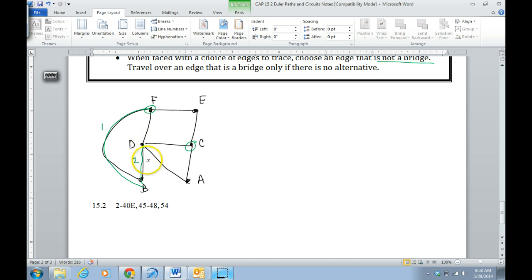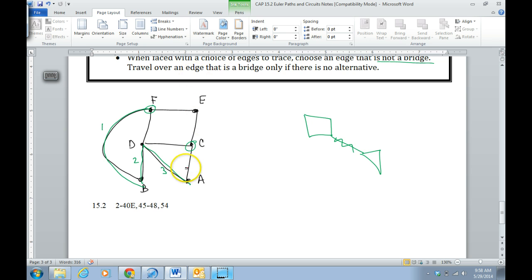Okay, now at D, I have three choices. I have going to A, C, or F. Are any of those bridges? No, so really I could go any of them. It doesn't matter. A bridge is something that, like here, if I were to cut this off, I would be stuck on one side or the other. I wouldn't be able to go. So that's a bridge. Okay? So D, I could go to A, C, or F. Doesn't matter. So we'll go to A just for fun.